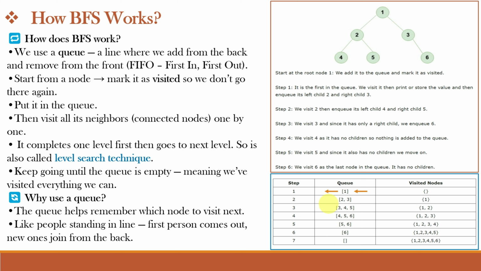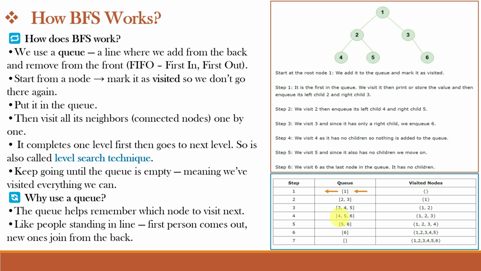In step 2, what will we do? We will remove 2 from the front. So 2 is marked as visited, and we add the children of 2, that is 4 and 5, to the queue. So when 2 is marked as visited, its children 4 and 5 are added to the queue. In the next step, it is the turn of 3, but 3, we can see, has only one child, 6. So we remove 3 from the queue and add its child 6 to the queue.